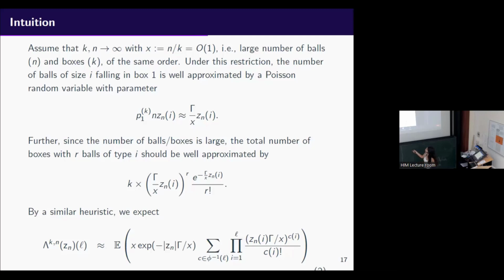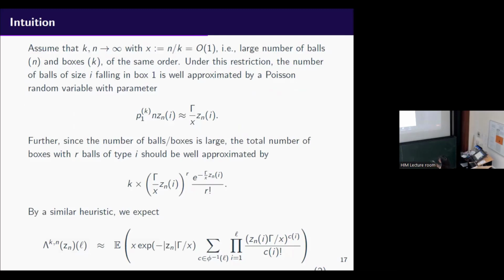So this is what we call the compositions of size L, C, and each composition of C means that you assign C1 balls of size 1, C2 balls of size 2, etc. And since the number is well approximated by a Poisson, then the probability that the sum of the balls is L is given by this formula. You can look at it and convince yourself that this is the probability that that many Poissons are equal to C1, C2, C something.